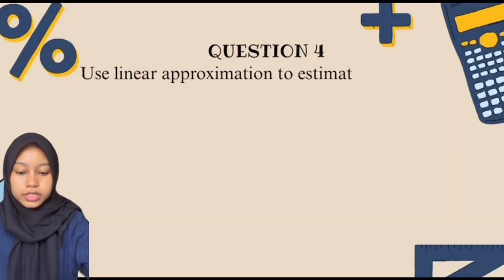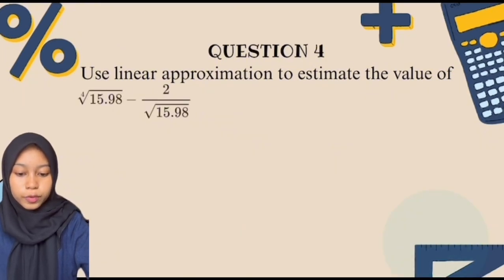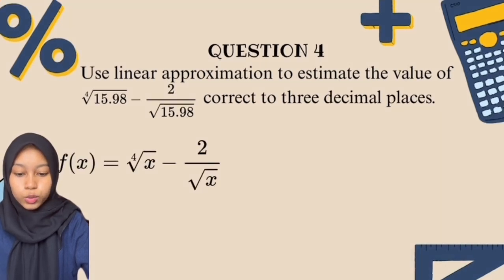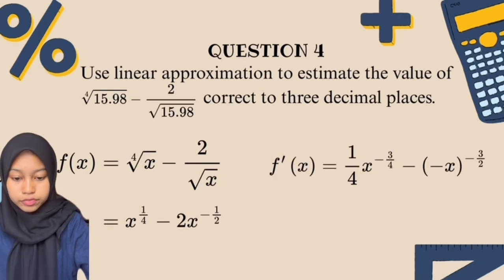Use linear approximation to estimate the value of fourth root of 15.98 minus 2 over the square root of 15.98 correct to 3 decimal places. First, we will write it as a function f of x equal x to the power of 1 over 4 minus 2x to the power of negative 1 over 2. Next, we find the first derivative, which is f prime x. f prime x equals 1 over 4 x to the power of negative 3 over 4 plus x to the power of negative 3 over 2.